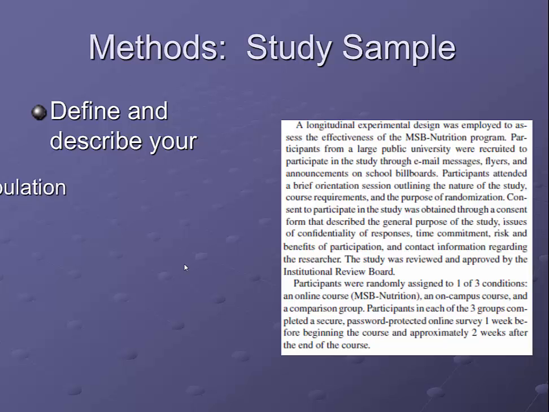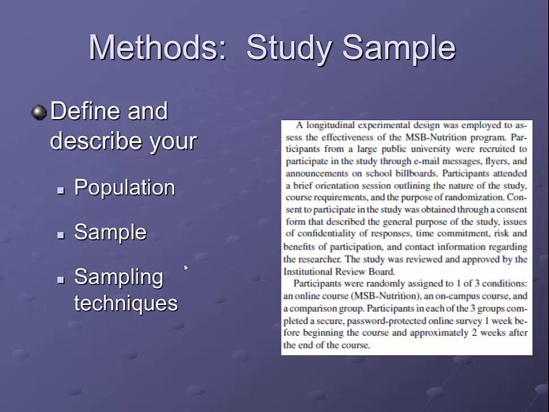Additionally, another thing you want to do in your method section is talk about how you got the participants' consent and have a statement there explicitly stating that the study was reviewed and approved by the Institutional Review Board. So down at the bottom I write, this study was reviewed and approved by the Institutional Review Board.